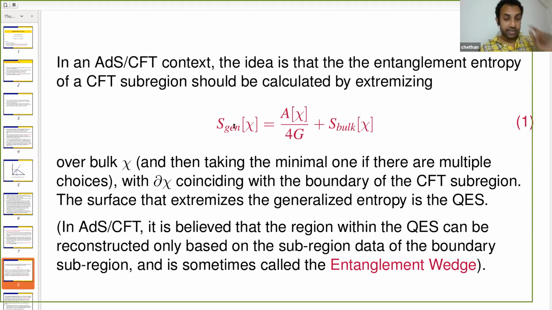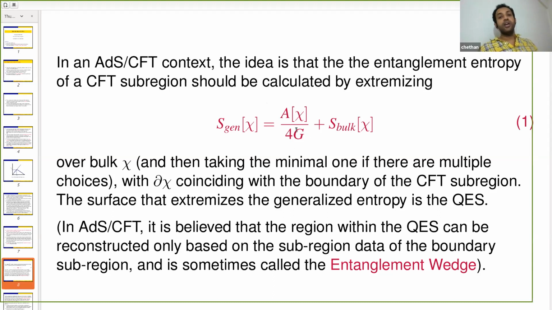I don't know whether that was clear. If you have seen it, I'm just repeating things you have already heard before. Otherwise, if you have any questions, I can answer. The idea is that there exists a bulk surface, and that bulk surface is anchored to the boundary of the boundary subregion whose entanglement entropy you're trying to calculate. And so S gen is defined in this way.